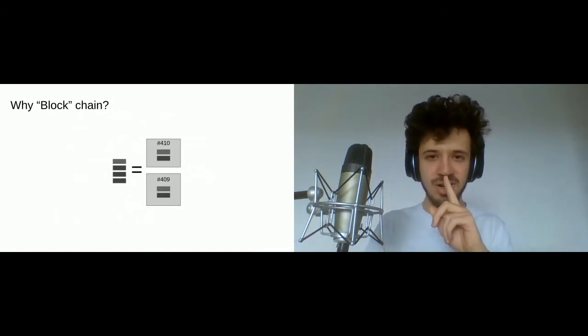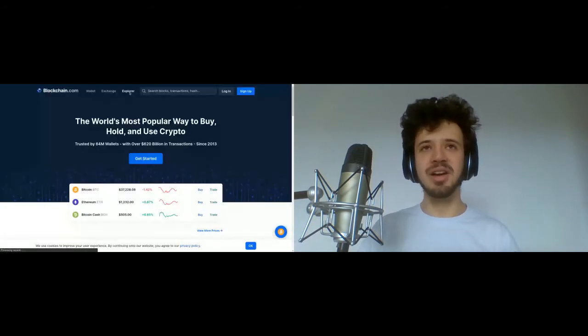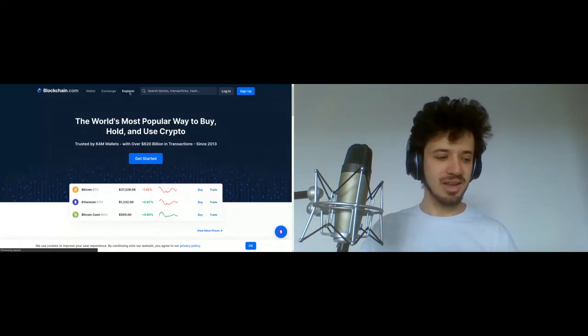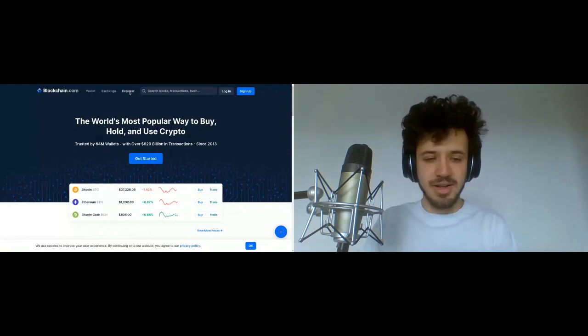So blockchain.com, here we have a tab called Explorer. So what is a blockchain explorer? Like I said, the blockchain data is completely public. So there are many websites that easily allow you to visualize what's happening in a blockchain, and simply make it easier for us to understand what's going on.